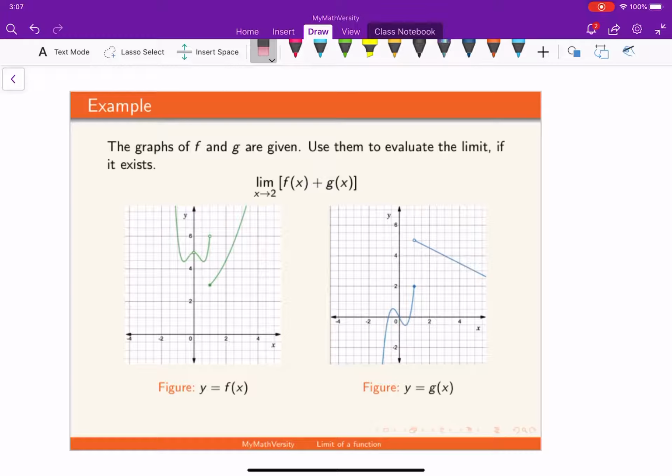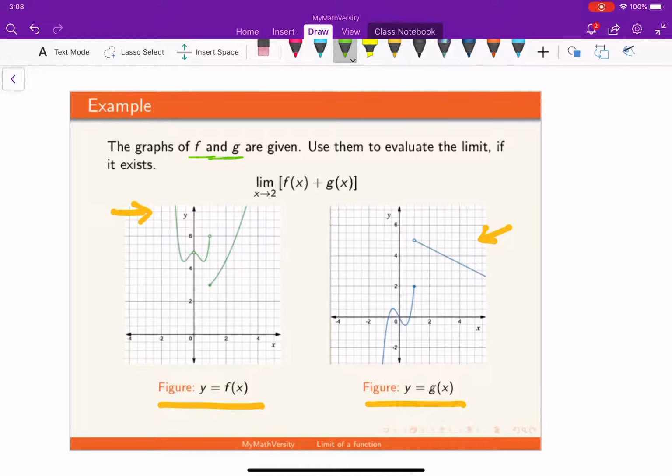In this example, we have been given the graph of function f. Here is the graph of the function f as a green curve. You can see that over here, right? And the graph of the function g is given here as a blue curve. That's function g of x. So these are the two graphs given.